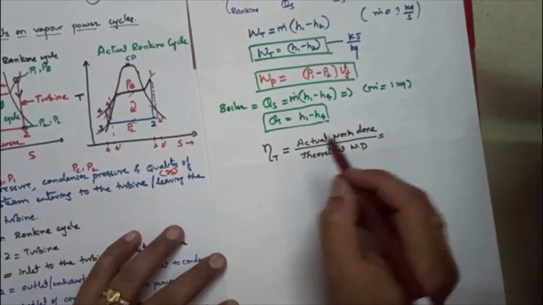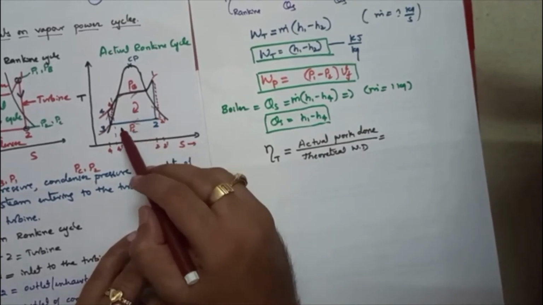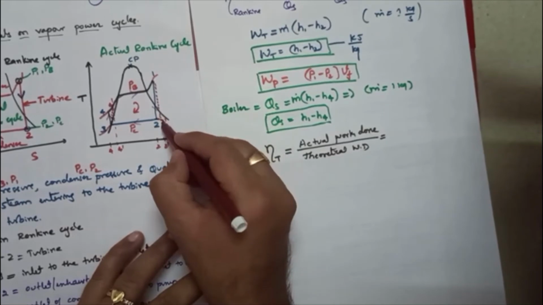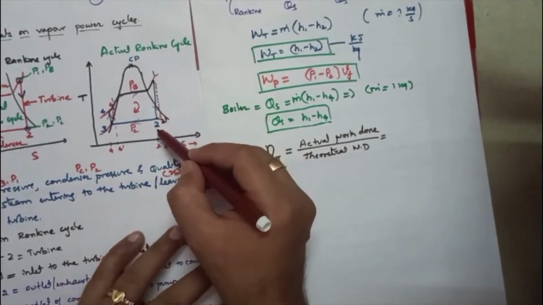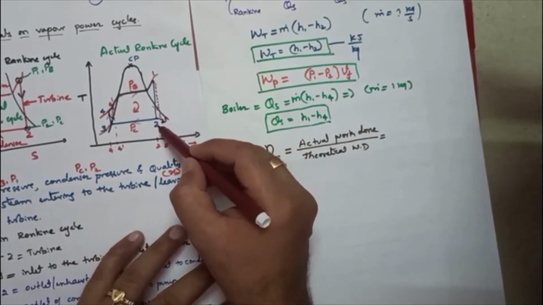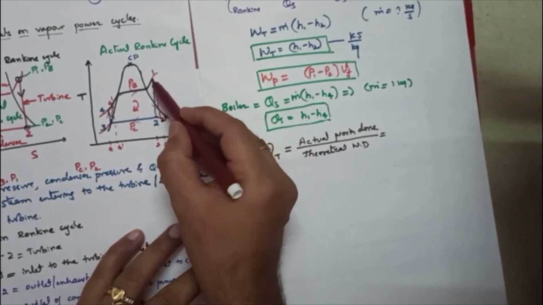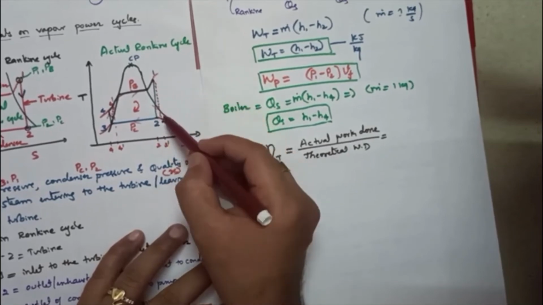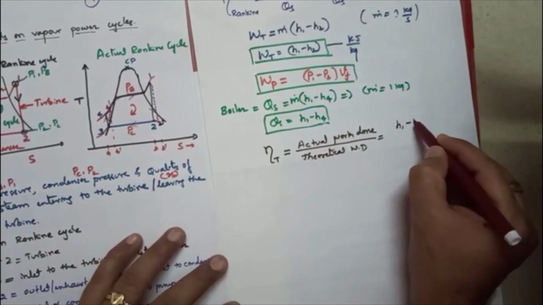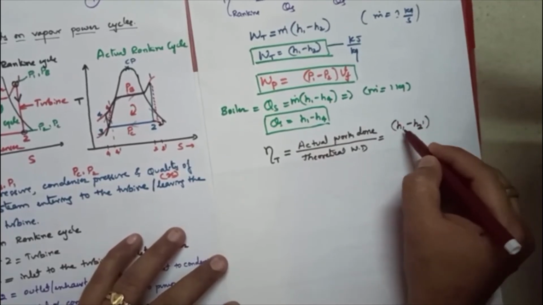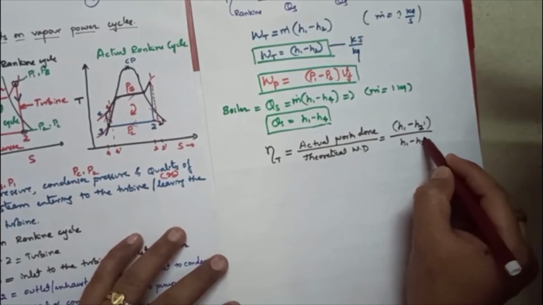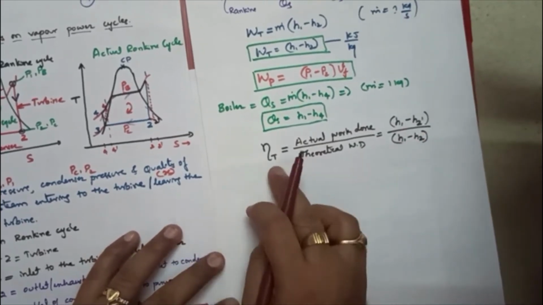And dear students, you observe here which one is the actual process. Is 1 to 2 actual, or is 1 to 2 dash actual? 1 to 2 is theoretical, it is not considering any losses, that's the reason it is exactly a straight line. But 1 to 2 dash is actual. So actual work done is highest enthalpy minus lowest enthalpy, H1 minus H2 dash, divided by theoretical work done, H1 minus H2. This is the efficiency of the turbine.